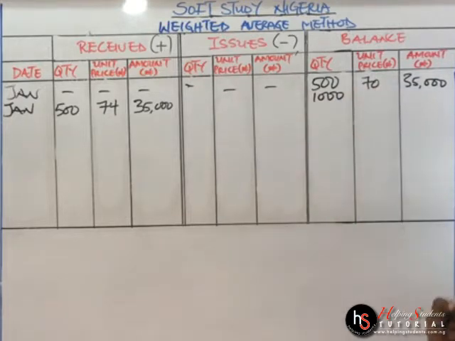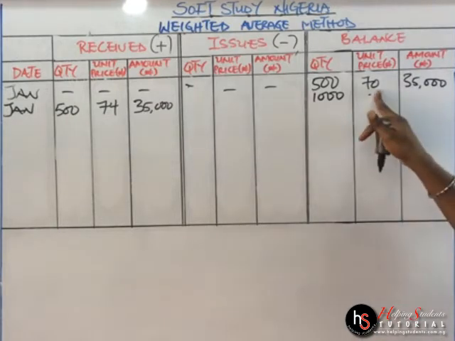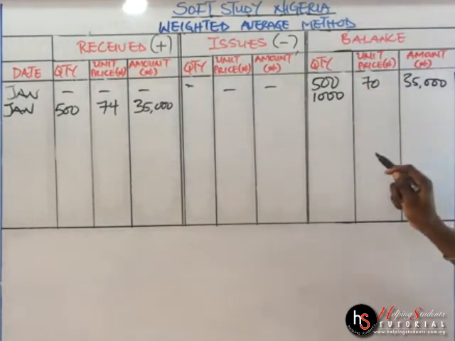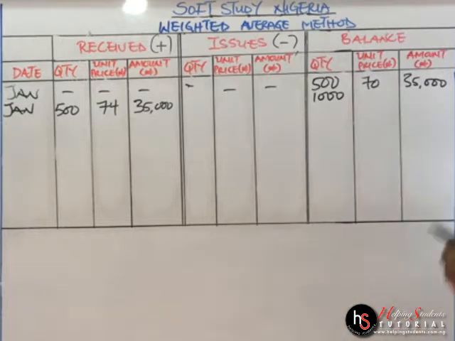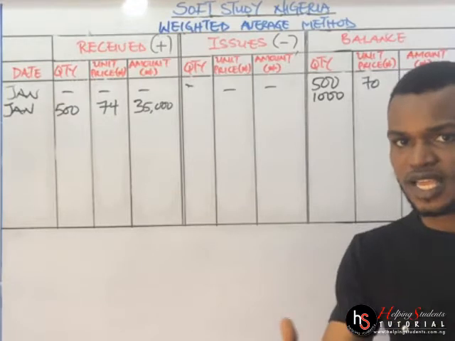Now remember, when we solved FIFO and LIFO, I told us that we don't make use of these values. Under the unit price, we just put dash, all right? We don't make use of any value. But under the weighted average, we're definitely going to make use of it. But see how it goes.